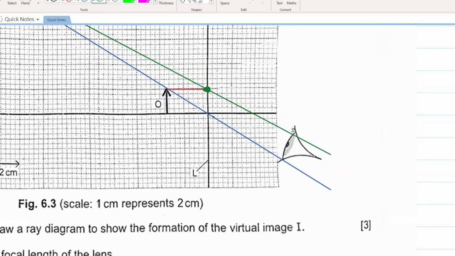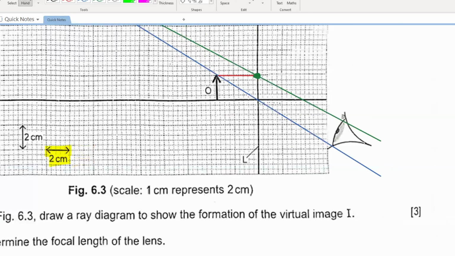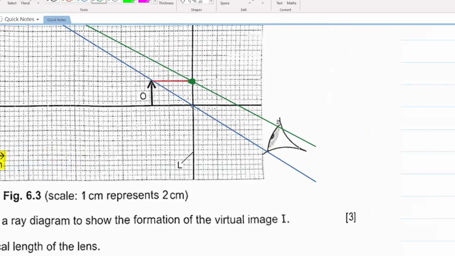This is 1, 2, 3, 4, 5. Every 5 boxes on the x axis represent 2 centimeters. So if you can see here, 1, 2, 3, 4, 5, 2 centimeters, 1, 2, 3, 4, 5, 2 centimeters. So we have roughly here that 3.9 centimeters is your focal length.